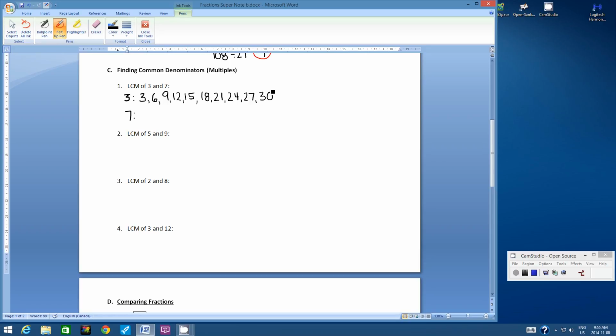All right, so I've generated my multiples list for the number 3. I've gone all the way to 30 because 3 times 10 is 30. I'm just going to stop at 10, though I might sometimes have to go further than that. So let's generate a list of multiples of 7, starting with 7 times 1, which is 7. 7 times 2 is 14. And I'd like you to continue this list up to 70, 7 times 10.